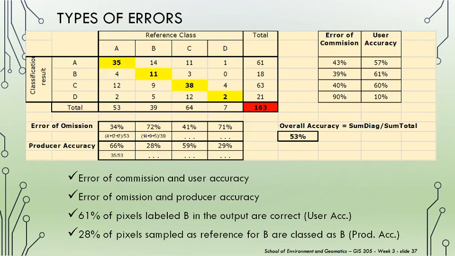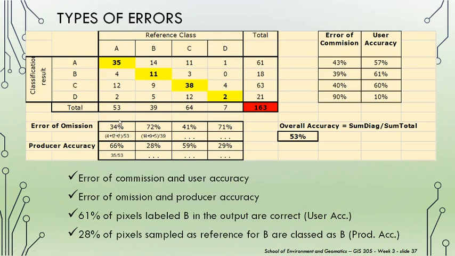And that's the complement of the error of commission. So 43 and 57%, total 100%. So that's your error of commission, this 43%. So I've committed pixels to a class when I shouldn't have, to the order of 43%, pardon me.